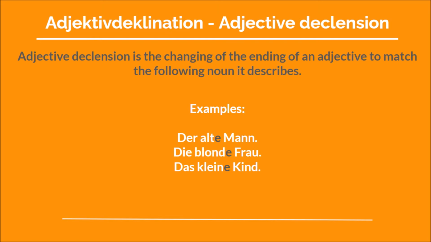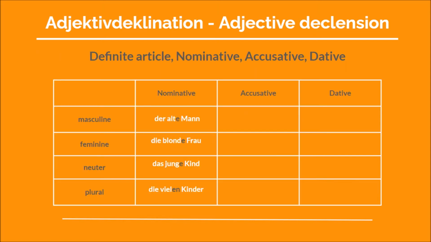What these three examples have in common is that they all have a definite article and that the noun is in the nominative. And those are the determining factors for how to change the adjective. So we need to consider the articles and the cases. Let's have a look at the three different cases: nominative, accusative, and dative.